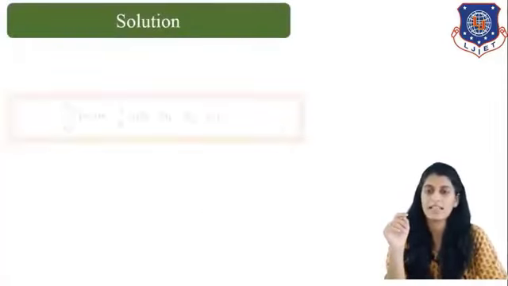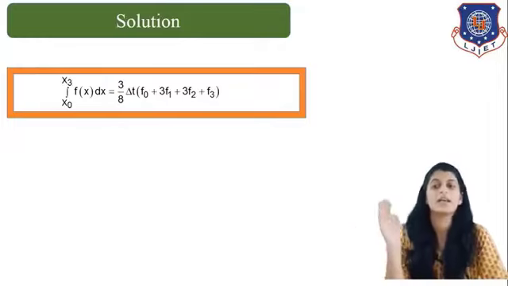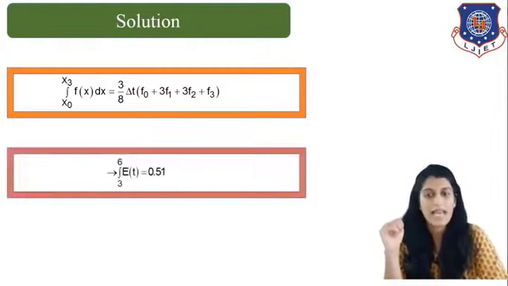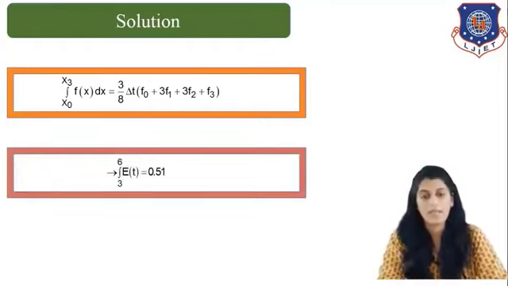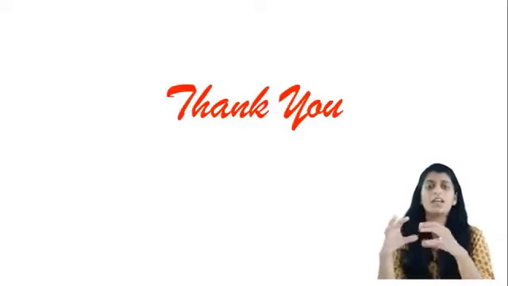Now let's see how it can be done. For that we just need to use this particular formula again. We need to integrate from x0 to x3. Again, the interval will be 3/8, and doing this calculation we will get the value as 0.51. Correct. So this is the numerical, and this is how we can solve any kind of numerical using the relationship between the C curve, the E curve, and the various intervals.